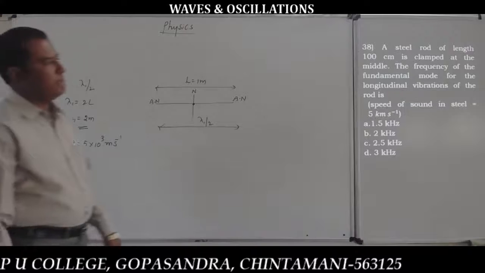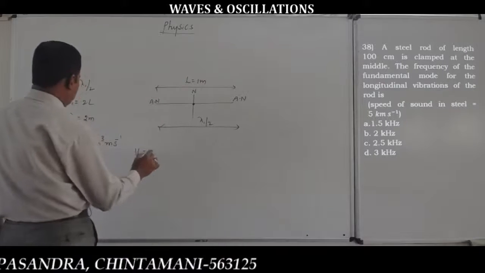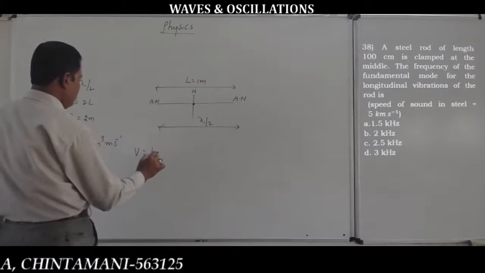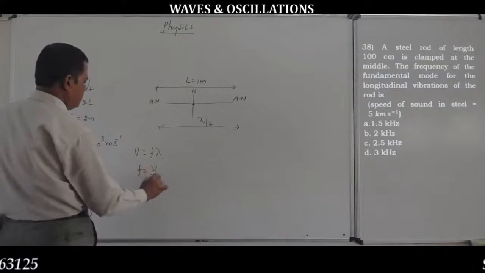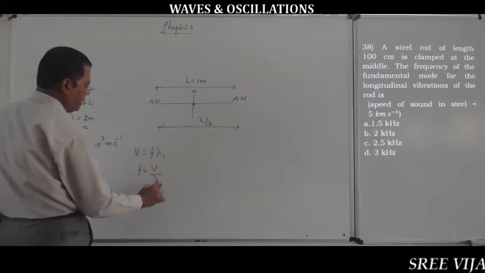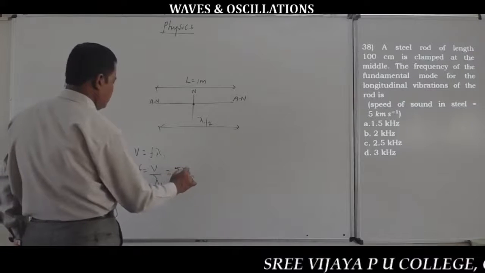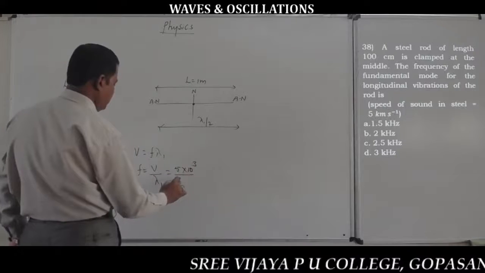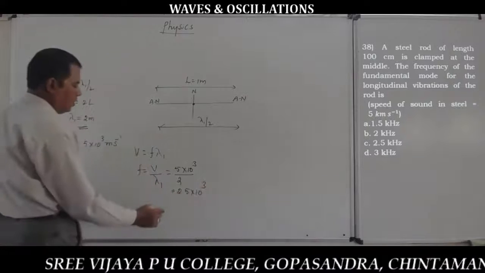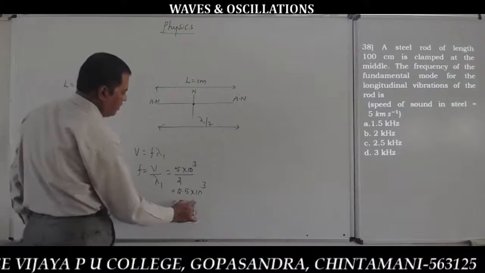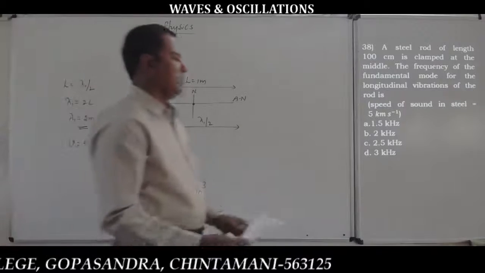So we are supposed to find the frequency of the fundamental mode. v is equal to f lambda 1, so f is equal to v by lambda 1, which is 5 into 10 power 3 by 2. We get 2.5 into 10 power 3, or we get 2.5 kilohertz. So therefore we get option C here.